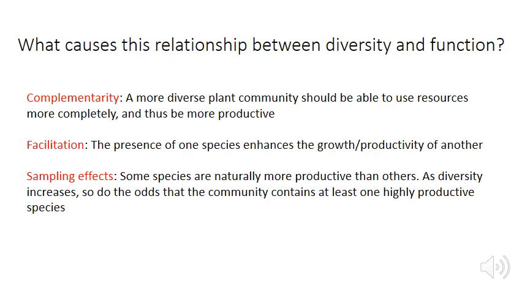And the third idea is sampling effects. So this is the idea that some species are naturally more productive than others, certainly true. So as diversity increases, so do the odds that the community contains at least one of these highly productive species. So the idea here is that increased productivity is not actually the result of diversity itself, but just the increased probability that the community now contains highly productive species.